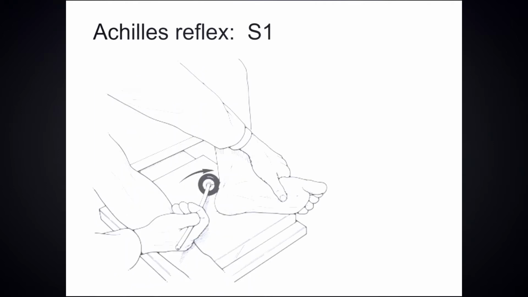And finally, the S1 reflex, which is assessed here in a patient who's in supine position. Notice that the hip is flexed, the knee is flexed, and the doctor is passively dorsiflexing the ankle so that it is cocked up. With a quick strike of the hammer to the Achilles tendon, you're looking for contraction of the gastrocnemius that would produce plantar flexion of the foot.